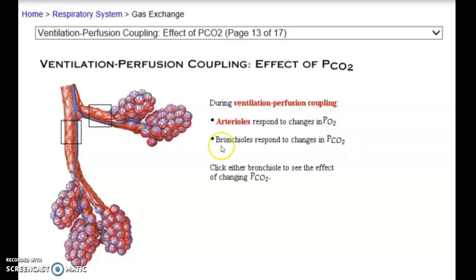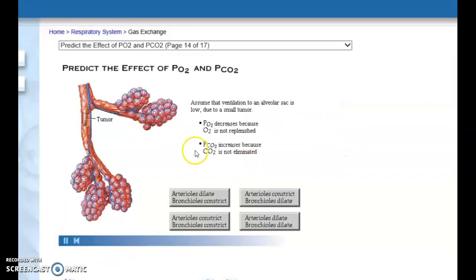carbon dioxide. Okay, now again, we said that the arterioles respond to the amount of oxygen. If I have a lot of oxygen coming in, the arterioles will dilate. If I don't have as much oxygen coming in due to a blockage or something, the arterioles constrict. But the bronchioles, they respond to the carbon dioxide.